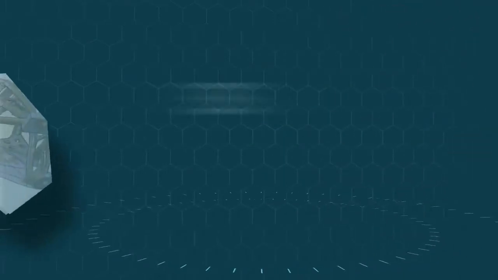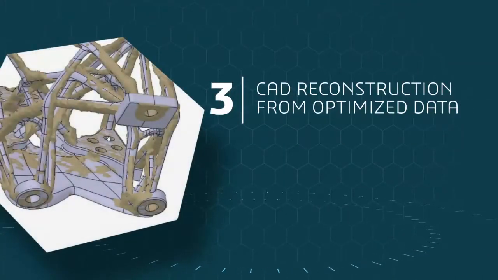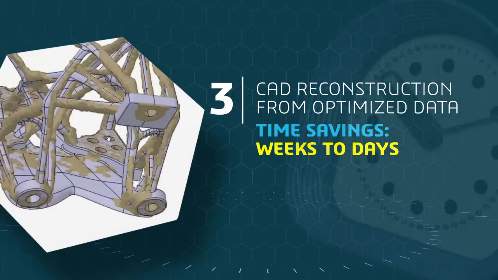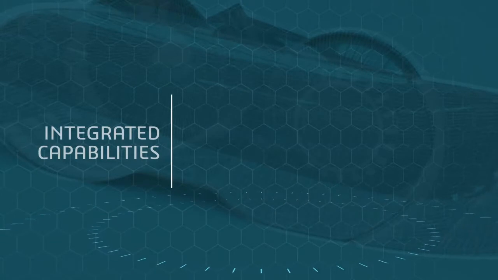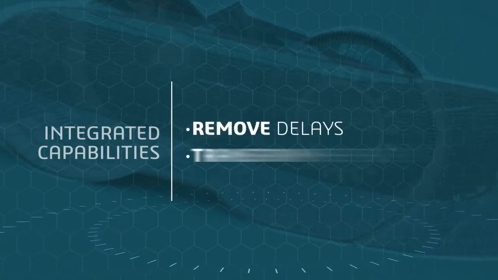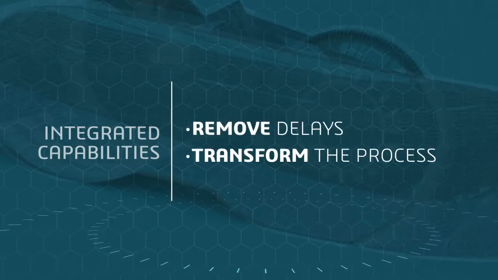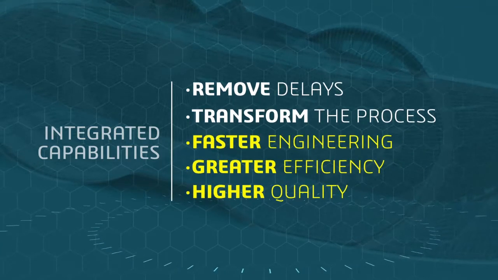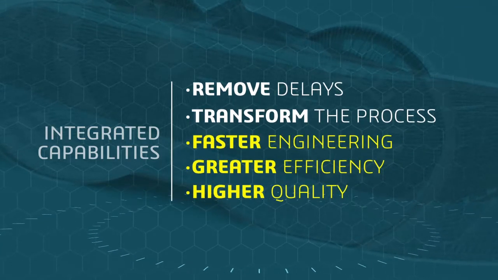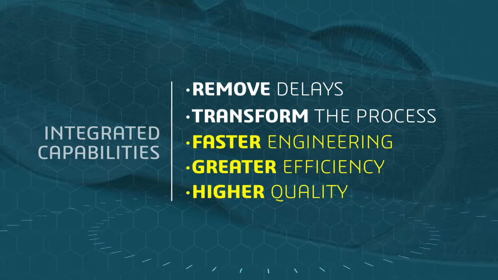And how we change the game in CAD reconstruction for optimized topology by doing in days what previously took weeks. CATIA brings a powerful set of integrated capabilities which remove these delays and transform the process. This means faster engineering that's right the first time, with greater efficiency and higher quality. Let's look at each of these processes in detail.